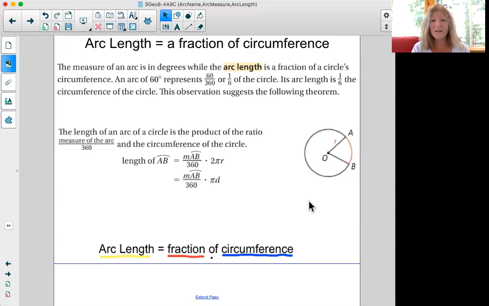Now, the arc length is a fraction of that circumference. Arc length is a fraction of the circumference. So this arc here, arc AB, if we put a string on it, opened it, put it on a ruler to measure it, that would be a fraction of the whole circumference. What fraction? The way we figure out that fraction is we take the measurement of this arc that we're looking at and divide it by 360. That's the part of 360 that it represents. So pause and write this down on your paper, and we will be practicing it for the rest of the video.